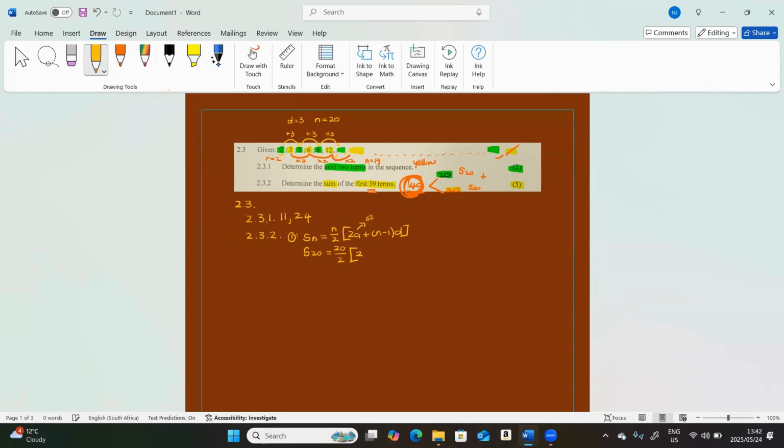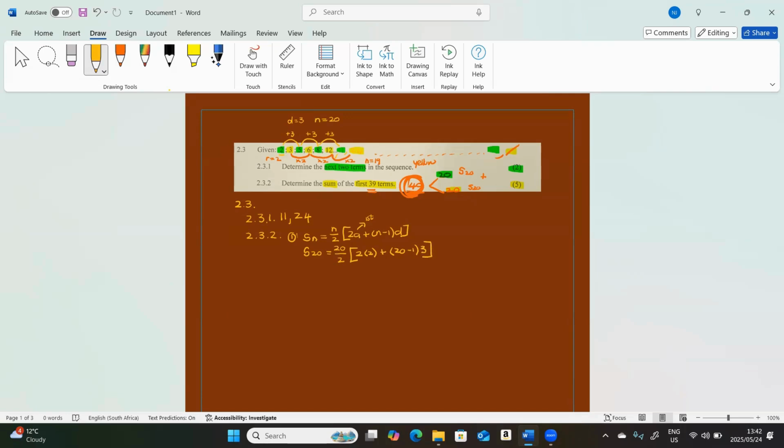Remember, when we substitute, we do it in brackets. So 2 times 2 plus, once again, n has to be replaced by 20. So it's 20 minus 1, and then, guys, it's times d. What is d? d is my constant difference. We add 3 to this arithmetic sequence, so d equals 3. So it's times 3, and then you close your bracket.